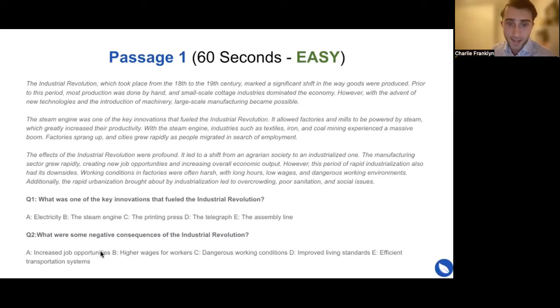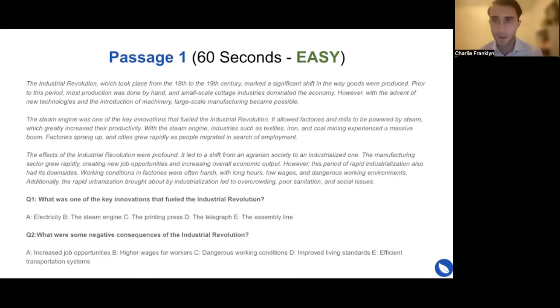But if you look at these answers as well, what were some of the negative consequences of the Industrial Revolution? Increased job opportunities, that's not negative. Higher wages, that's not negative. Improved living standards, not negative. Efficient transportation systems, not negative. And so there's 2 ways you could have gone with this. You could have searched for the information just to check it's correct. But in this case, you probably could have made it a safe bet that dangerous working conditions was the only negative one of those options, and you probably could have just circled it. And if you think about it, how much time would that save you?